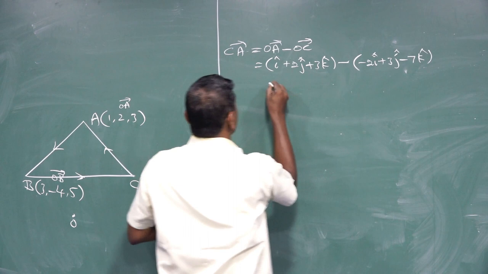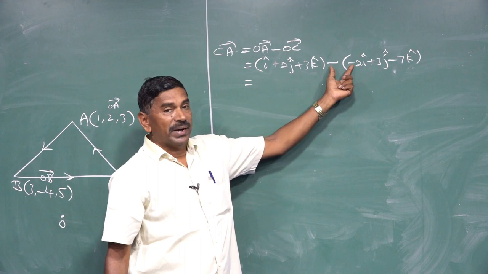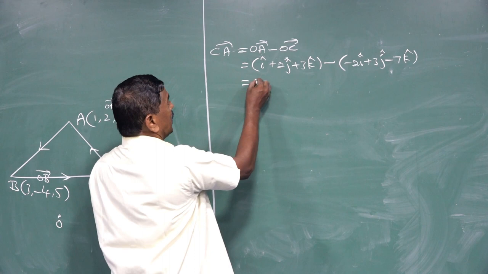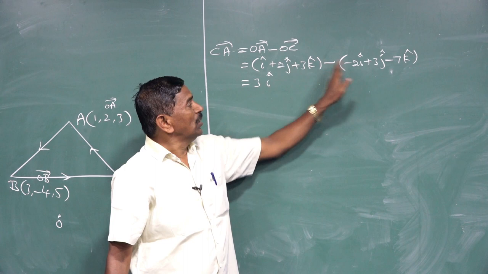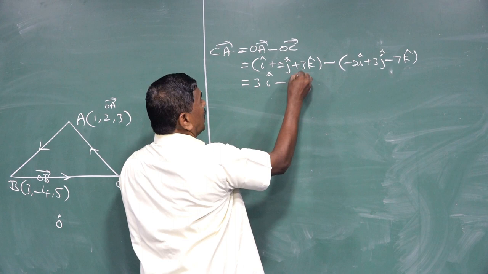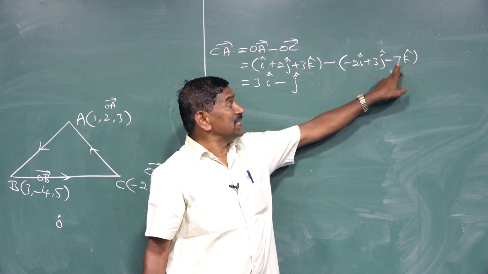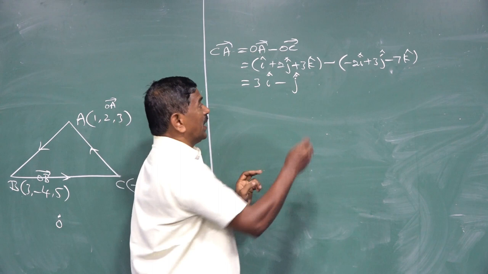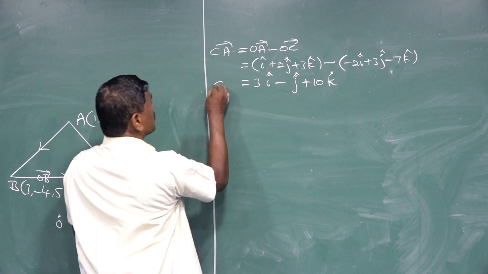Which is equal to minus, going to multiply all the elements. Minus into minus plus 2i, here plus i, totally plus 3i. Minus 3 plus 2 equal to minus 1, that is minus j cap. Next step, minus into minus plus 7k, here plus 3k, totally 10k. So plus 10k cap, which is the CA vector.